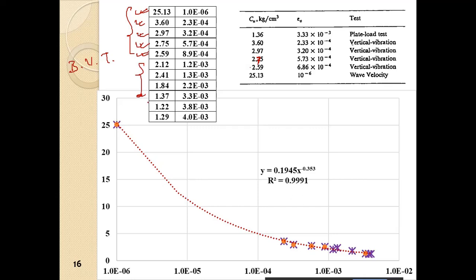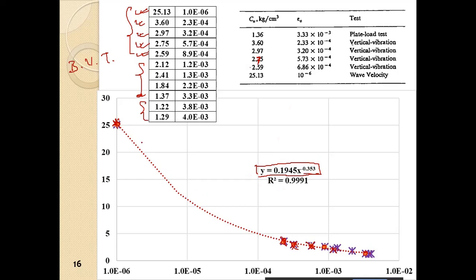Other points I obtained and plotted. You can see the orange dots are actually from the data from the book, and the crosses are what I have plotted. They correlate well, and I could find out the curve. So y is equal to this. This is the function of the curve, and this is a power curve.